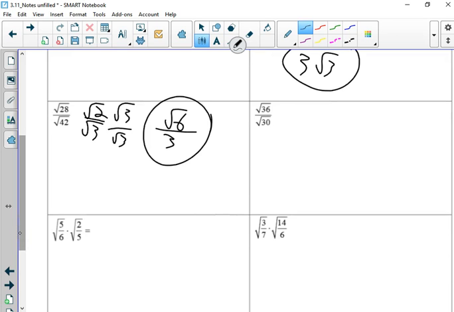Same thing here. Reduce first. 6 goes into this 6 times and into this 5 times. Much smaller numbers to rationalize. Radical 5 times radical 5 gives me radical 30 over 5. And nothing goes into 30. 4, 9, 16, you're not going to 30 either way.